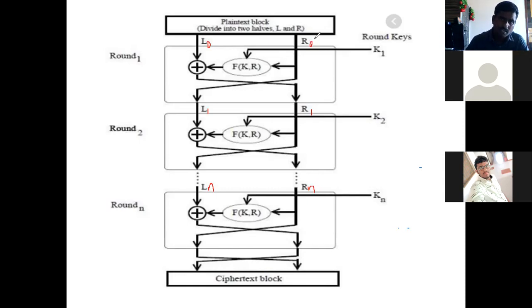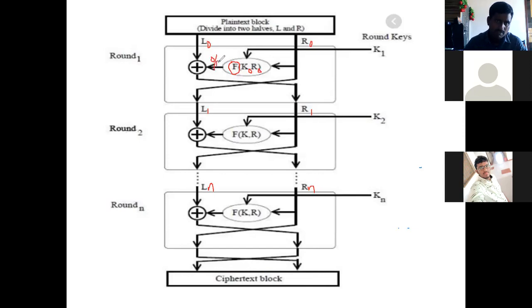With the right half, R0, we perform the round function, which is represented with F, by using some key, say for example K0. So the text is divided into two halves, we take the right side half, and we perform the round function on this content using the key K0. After performing the operation, we get some output.